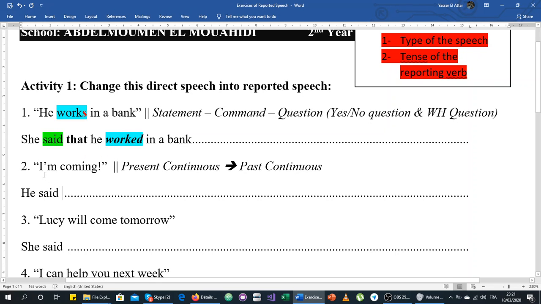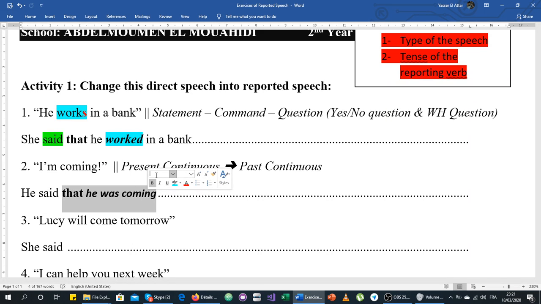Let's move now to change it. I am coming is a statement, so we add that. Here we have I, and I always refers to the one who speaks. Here we have he, so I becomes he. He said that he. Here we have the verb I am, which we said is in the present continuous. I am coming becomes the past continuous: he was coming. That's the past continuous. I don't know what's wrong with this.